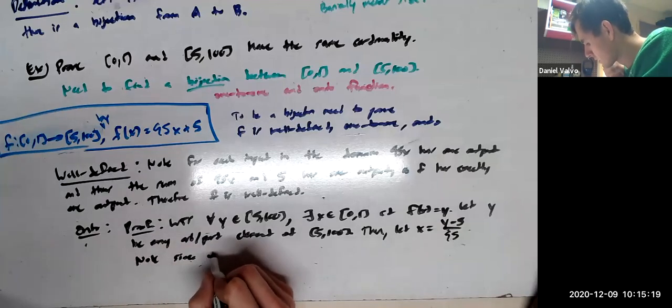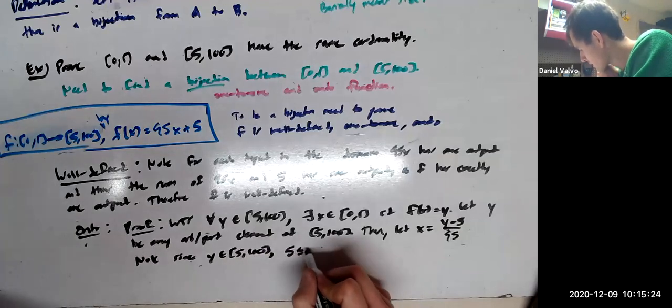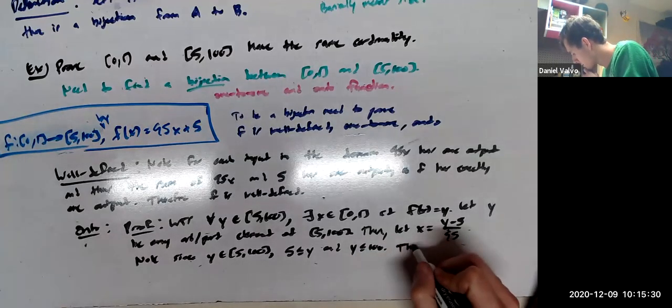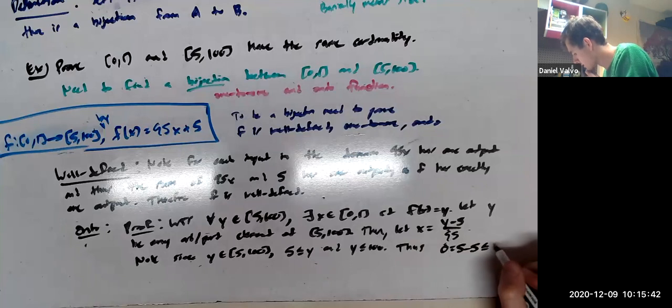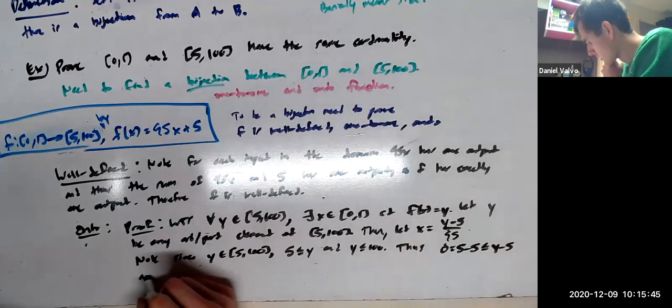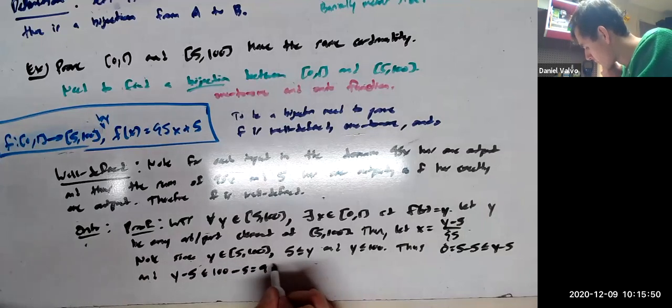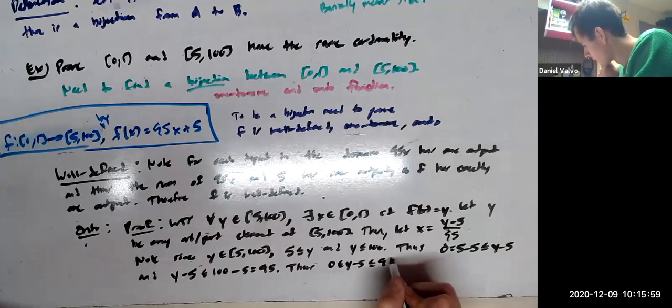Note, since y is in [5, 100], 5 is less than or equal to y, and y is less than or equal to 100. Thus, if we subtract 5 from both sides here, 0, which equals 5 minus 5, is less than or equal to y minus 5. And y minus 5 is less than or equal to 100 minus 5, which equals 95. Thus, 0 less than or equal to y minus 5 less than or equal to 95.